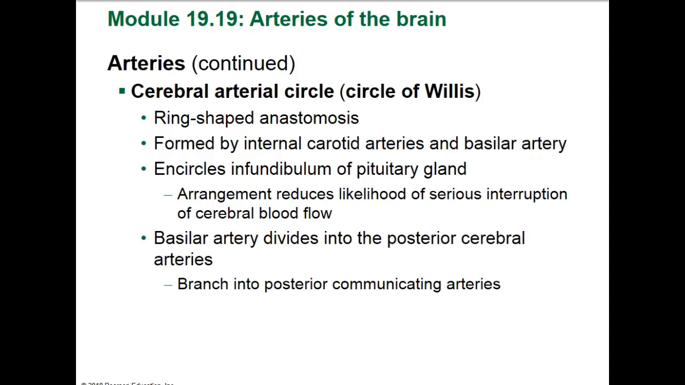Okay. Cerebral arterial circle, circle of Willis. Ring-shaped anastomosis. It's formed by the internal carotid arteries and the basilar artery. It encircles the infundibulum of the pituitary gland. The arrangement reduces the likelihood of serious interruption of the cerebral blood flow. And the basilar artery divides into the posterior cerebral arteries, then branches into the posterior communicating arteries.